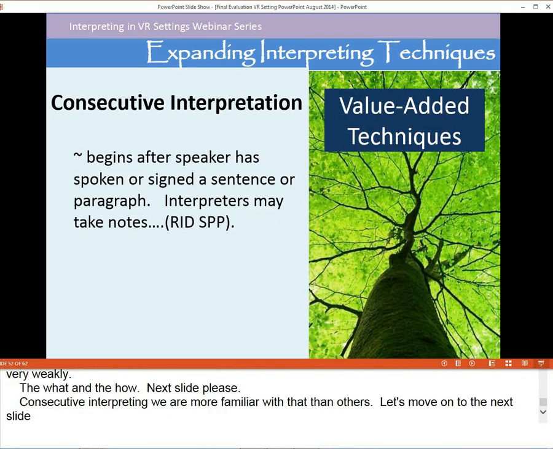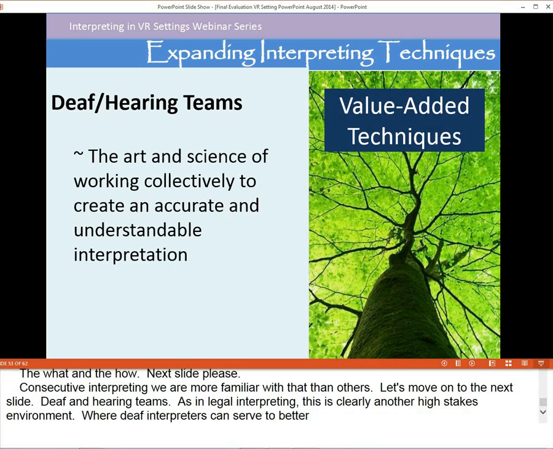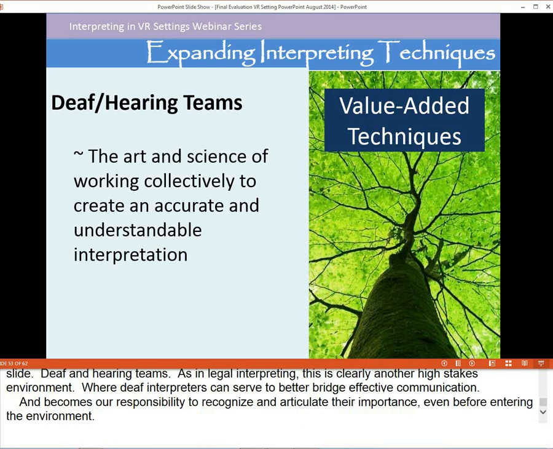Deaf and hearing teams. As in legal interpreting, this is clearly another high-stakes environment where deaf interpreters can serve to better bridge effective communication. And it becomes our responsibility to recognize and articulate their importance even before entering the environment. Meaning not when we get there, we show up and go, oh, I'm over my head, let's all cancel and come back.